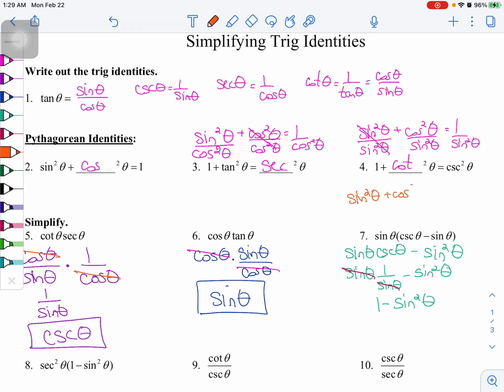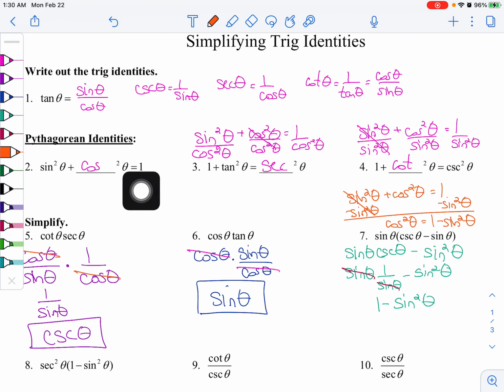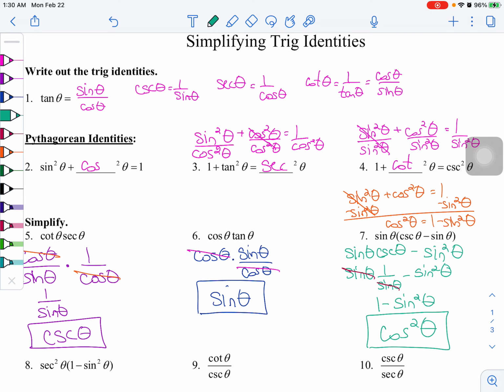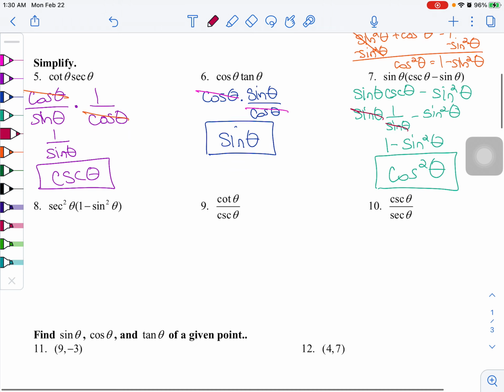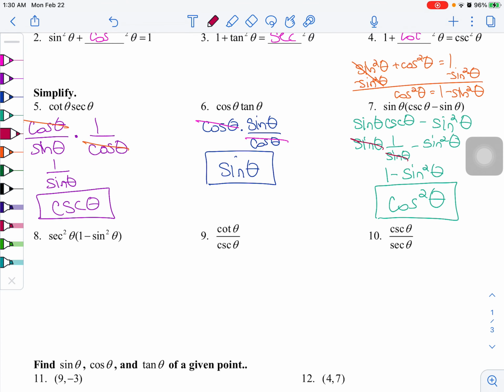So if I take the original identity, and I'm going to put it up above number 7 here. So if I did sine squared theta plus cosine squared theta equals 1, and I subtracted sine squared theta from both sides, that's going to get me cosine squared theta equals 1 minus sine squared theta. So 1 minus sine squared theta is equivalent to cosine squared theta. That's going to be what it will reduce all the way down to as soon as I can write it correctly. So there's cosine squared theta.